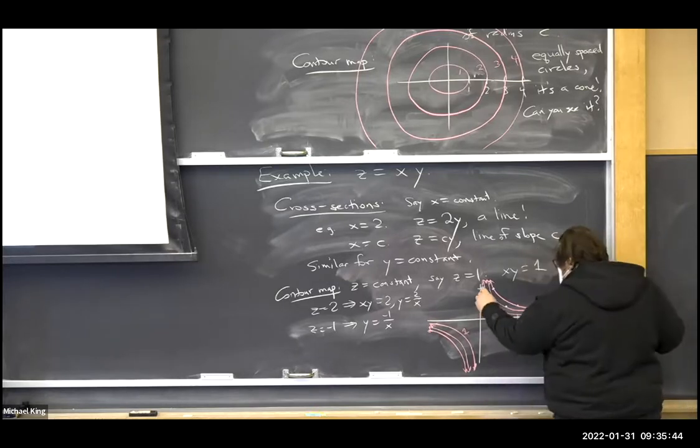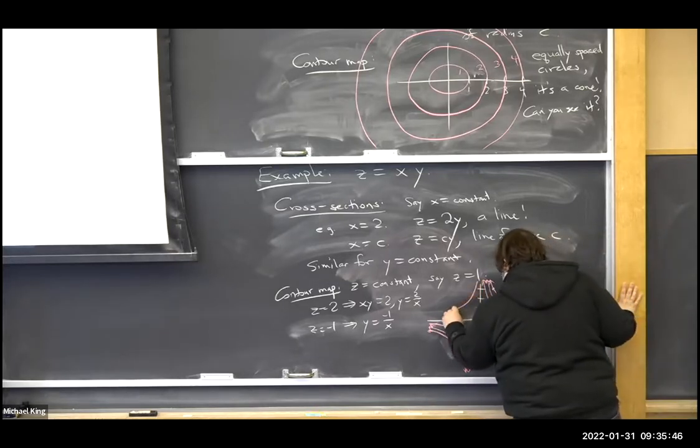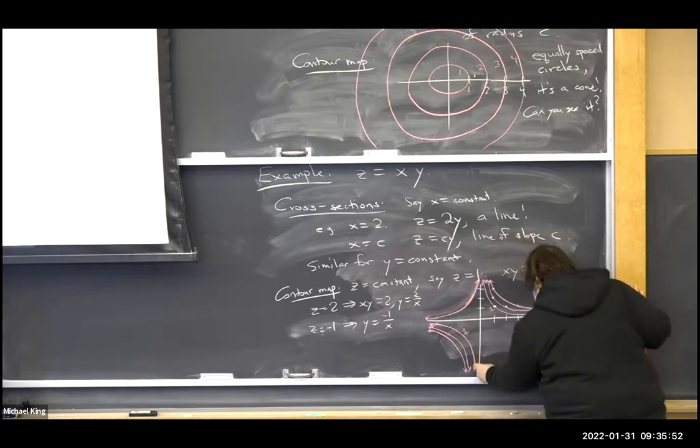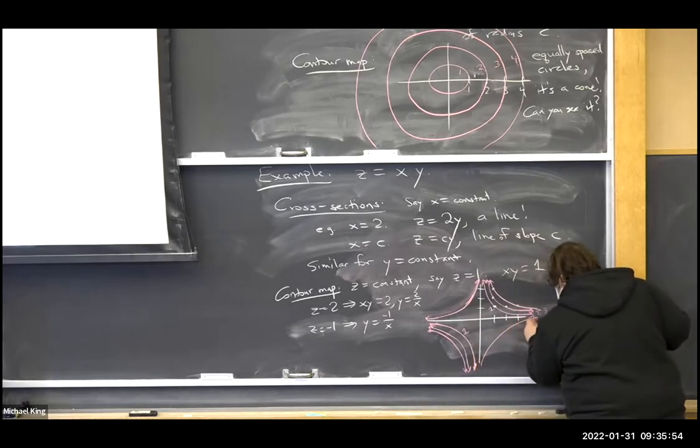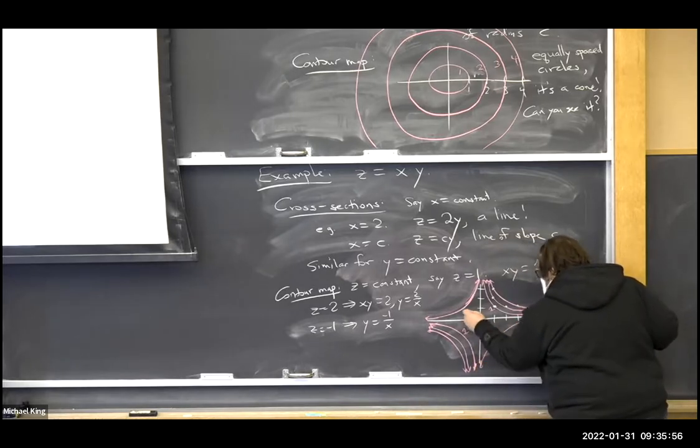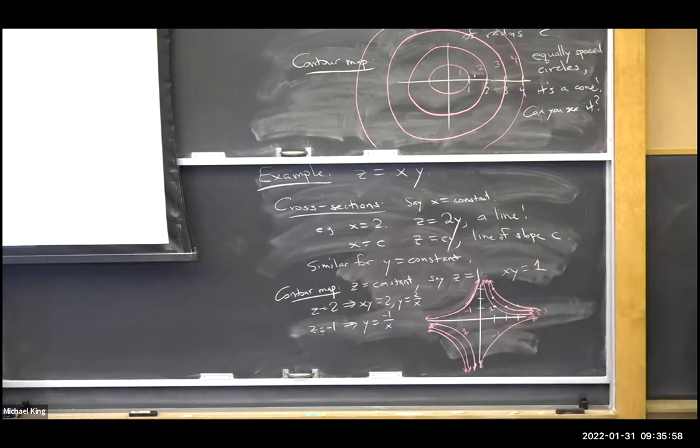Okay, and then -1 is actually over here, right? Yikes. And down here, like y equals -1 over x. And so on, -2, -3.